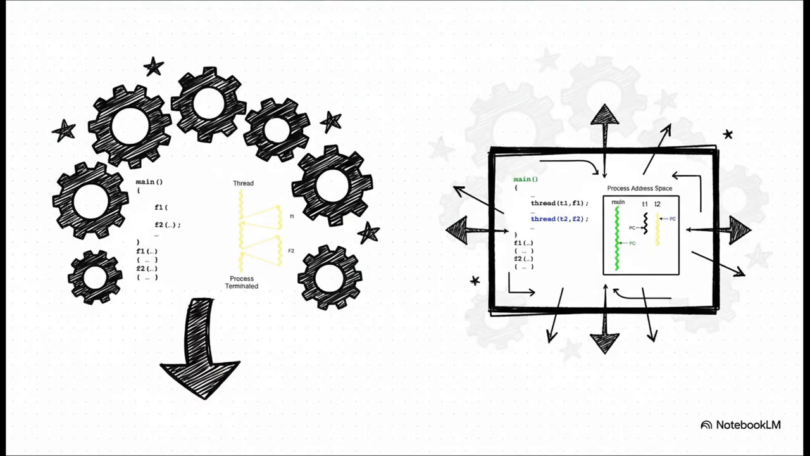And this slide just shows the difference perfectly. On the left, you've got your traditional single-threaded process, just one path of execution. But on the right, inside that exact same process box, you now have multiple threads all running concurrently. It's the same program, but now it's doing more than one thing at once.